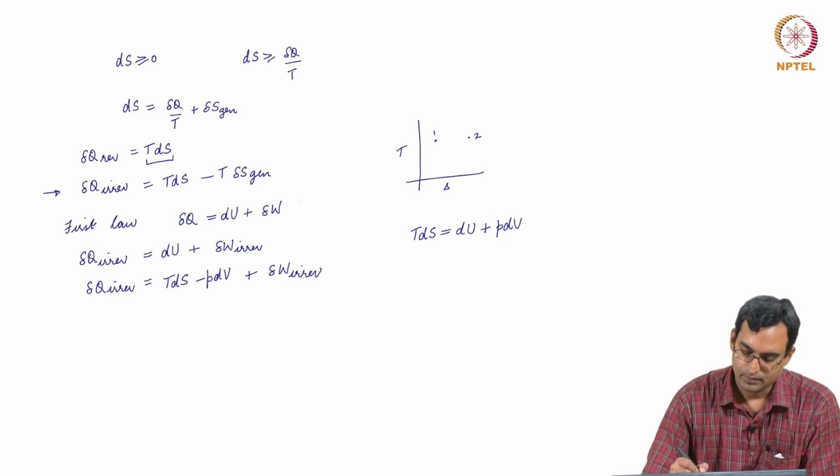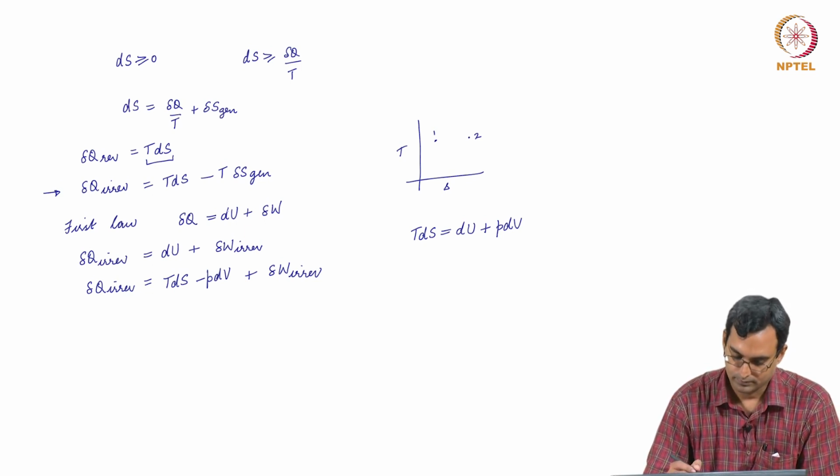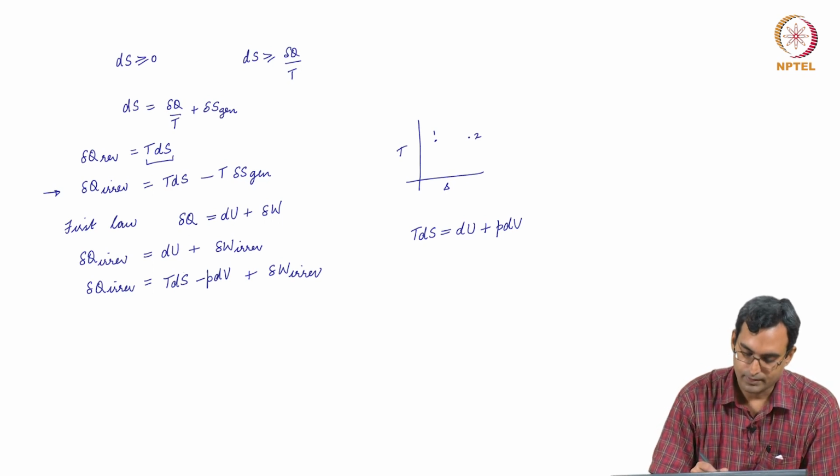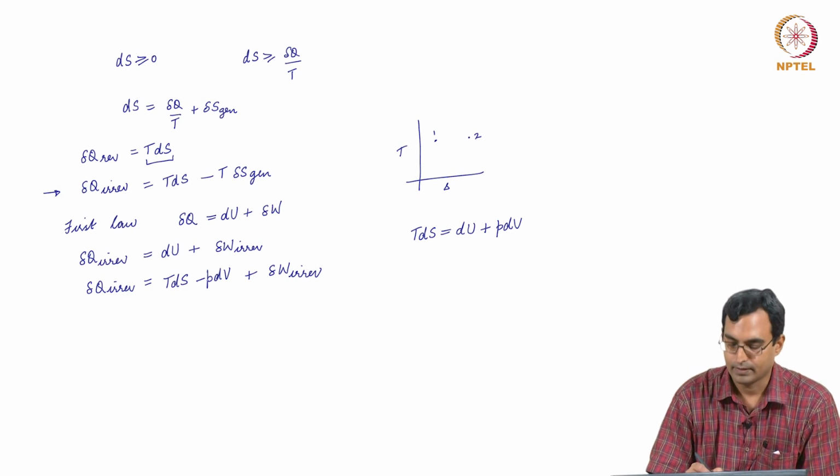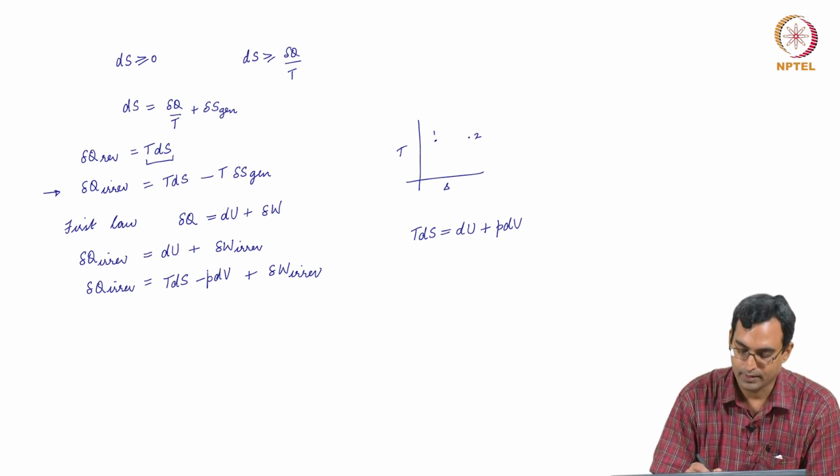So, for the reversible process what I see is this is essentially del q, and this is essentially the work done in the reversible process.